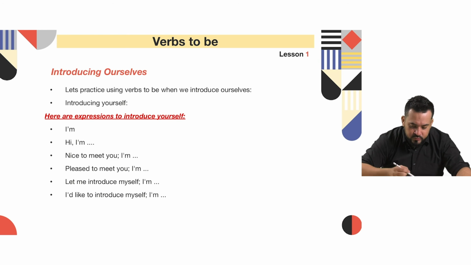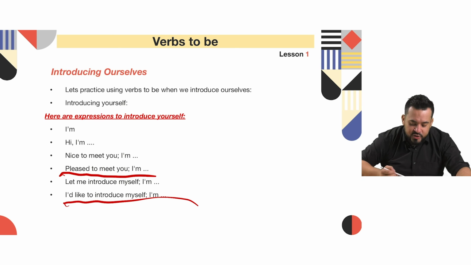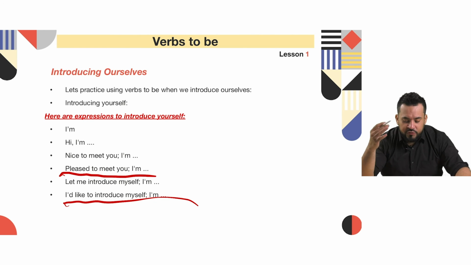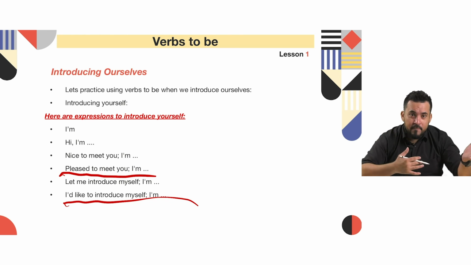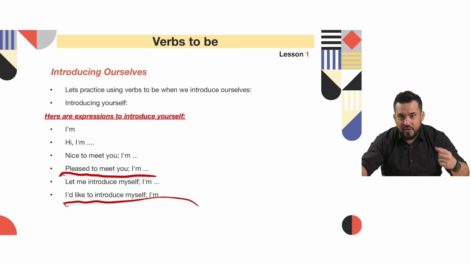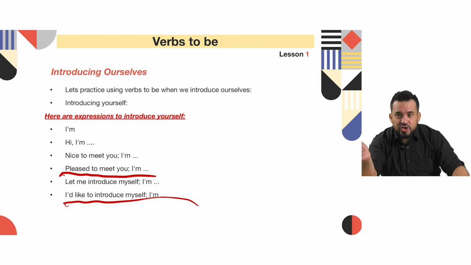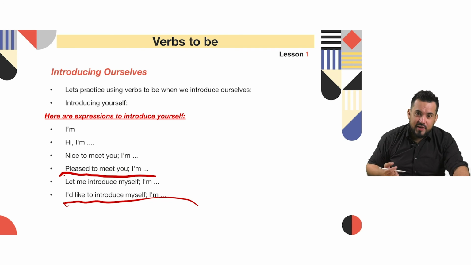Pleased to meet you. Let me introduce myself. I'd like to introduce myself. These are different ways of how you can introduce yourself. So either you start with hi, and then you say your name. Nice to meet you, say your name. Pleased to meet you, say your name. Let me introduce myself. I'd like to introduce myself. I am.